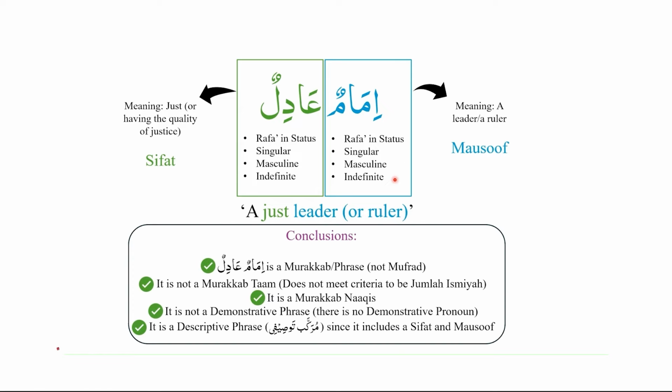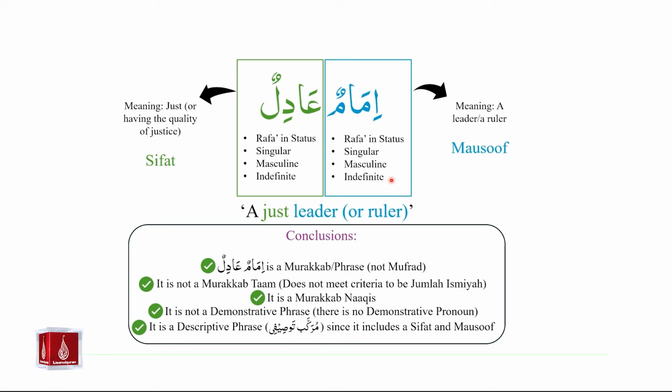We can draw the following conclusions. Number 1, Imamun Adilun is a murakkab or a phrase. It is not a mufrad because Imamun Adilun is not a single word. Next, it is not a murakkab tam. It does not meet criteria to be a jumla ismiya. Why? Because if Imamun Adilun were to be a jumla ismiya, in that case, Imamun would be mubtada and mubtada will need to be definite. However, Imamun is indefinite. So we can conclude that Imamun Adilun is not a murakkab tam.